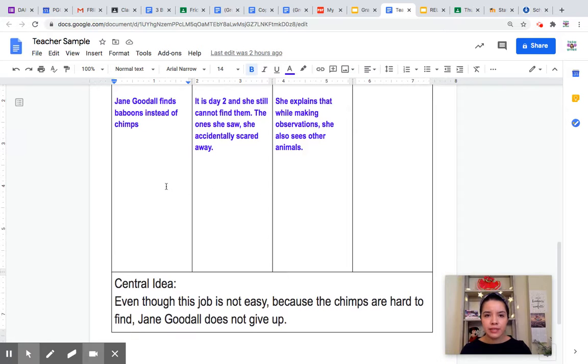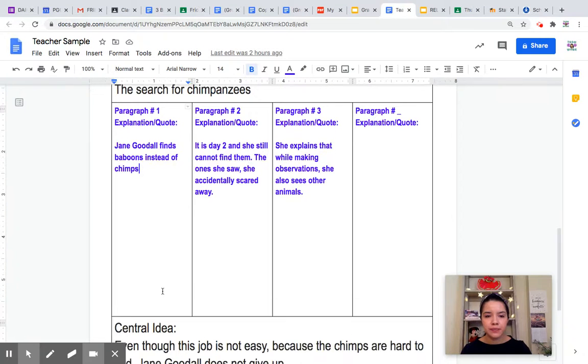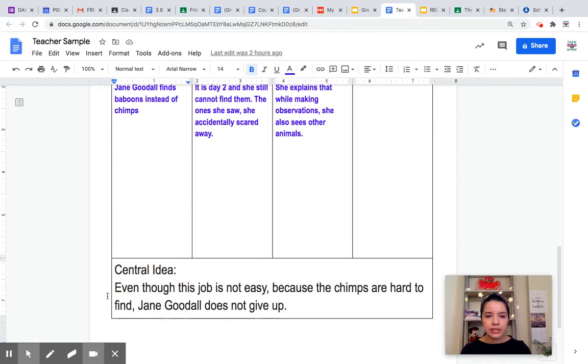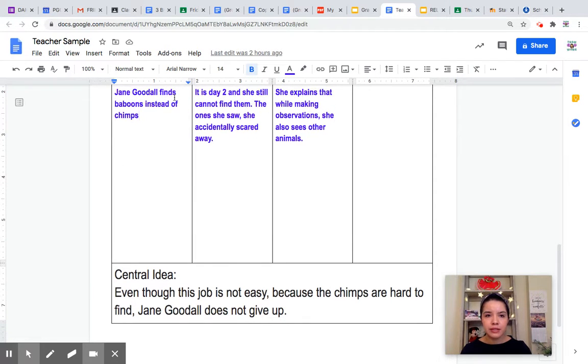Okay, so after evaluating these 4 evidences and saying that yes, it does support the fact that she went to the jungle to search for chimpanzees, then for our central idea: even though this job is not easy because the chimps are hard to find, Jane Goodall does not give up. Okay, so we came up with that because she didn't always find them, right? And when she did, they kind of ran away. So this job wasn't easy. But after day 2, she didn't just pack up and leave, right? So that's why we came up with this sentence for the central idea.